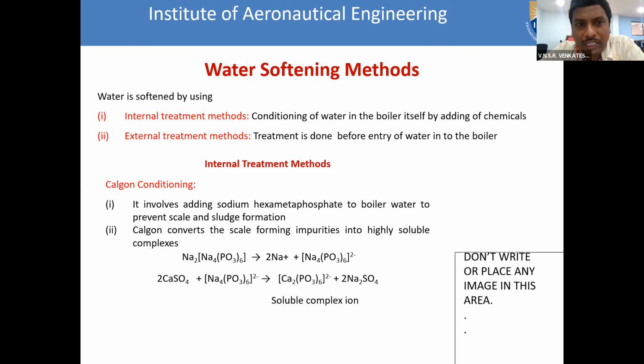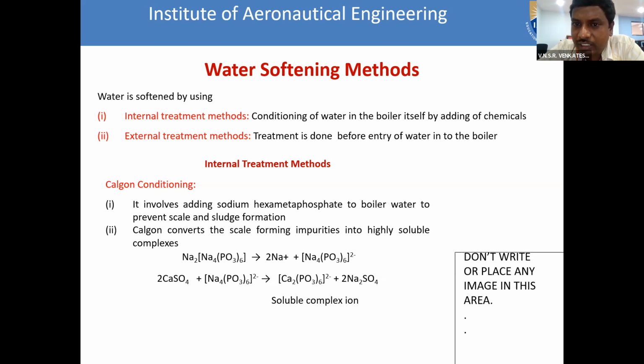This water softening mainly involves two types. One is internal treatment methods, the second is external treatment methods. Internal treatment means water softening takes place within the boilers, where the hardness-causing salts are removed within the boiler. External treatment means the water softening process is done before entering the boilers. That is the difference between internal and external treatment.